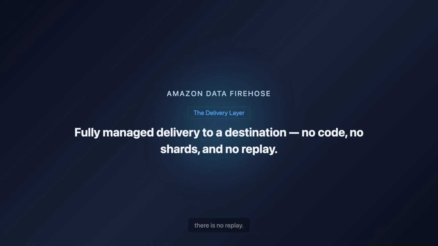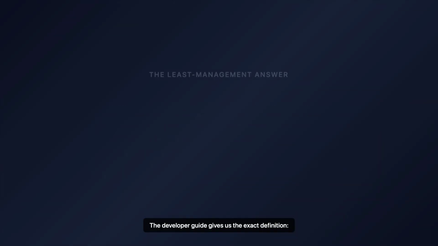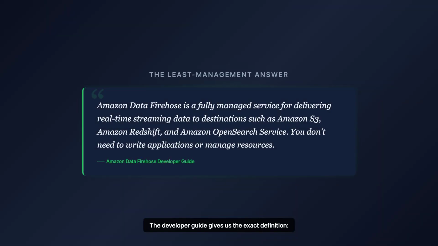There is no replay. The developer guide gives us the exact definition. Amazon Data Firehose is a fully managed service for delivering streaming data to destinations such as S3, Redshift, and OpenSearch. And, quote, "you don't need to write applications or manage resources." That last phrase is the exam trigger. Whenever a scenario asks to load streaming data to a destination with the least operational overhead, that sentence is describing Firehose.